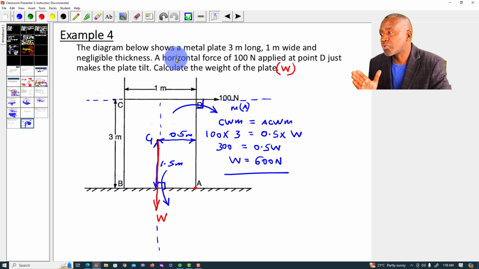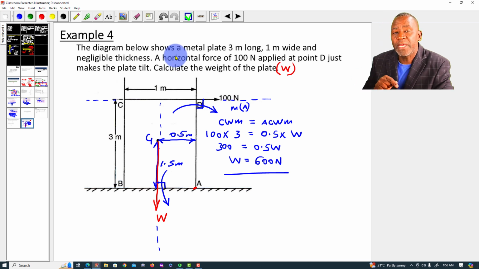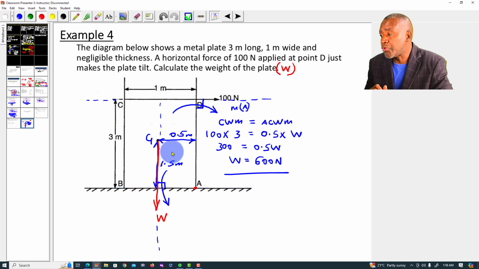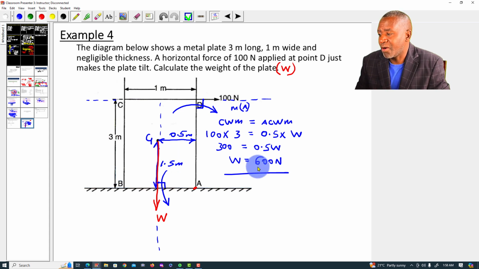If you're asked to show something on the diagram, then don't fail to show it, because that one earns your mark. If a diagram is given and you're making reference to it, you can draw something there, you can put a point there, and then make reference to it when you are calculating anything which is asked for. So this is how you would work out that question. It is so simple. So clockwise moments equals anti-clockwise moments.